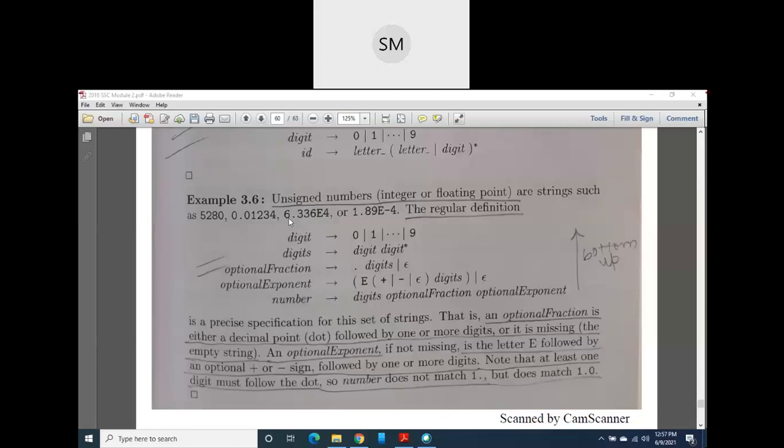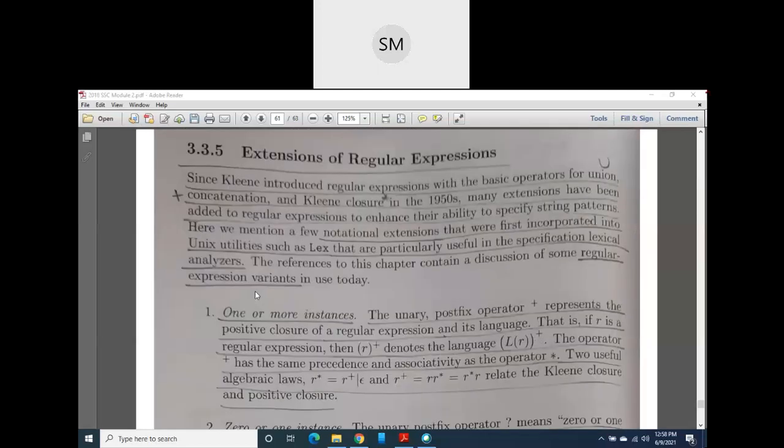So exactly if you want to see this number, the best example is this one. 6 is a digit, followed by optional fraction, followed by optional exponent. This is a perfect example for you. And this is also. So this is about how we can write the regular definitions and regular expressions.